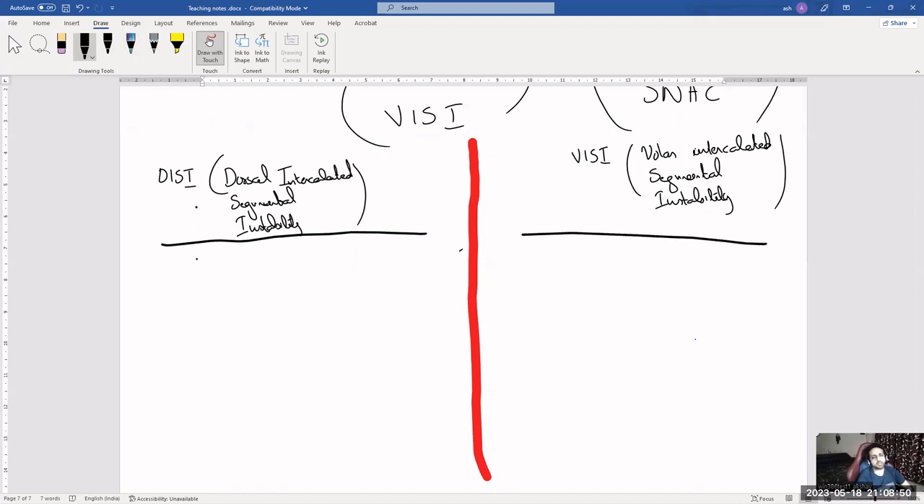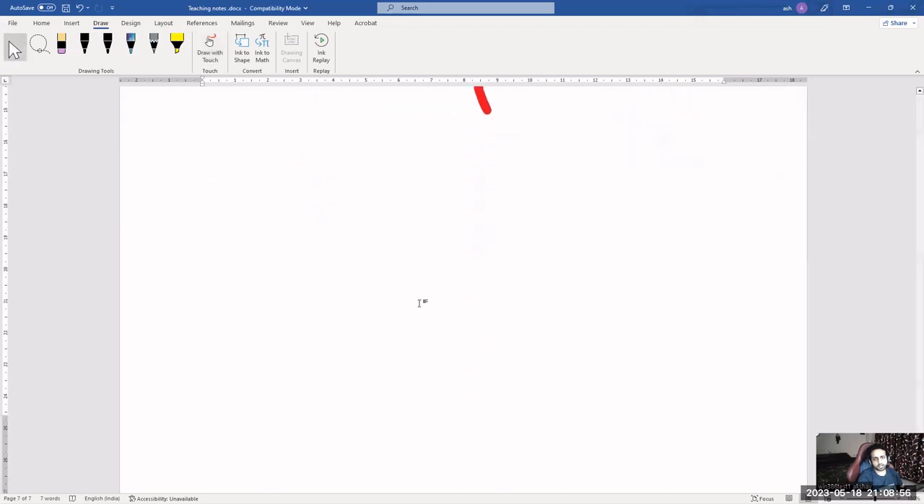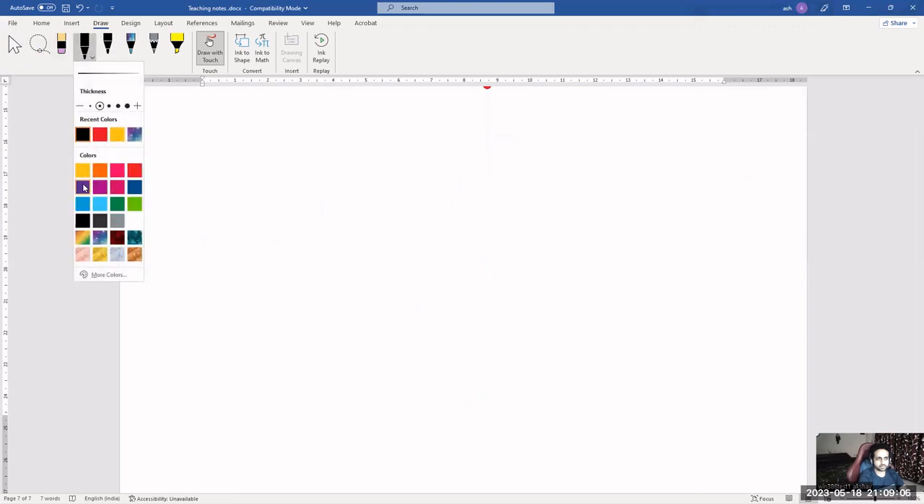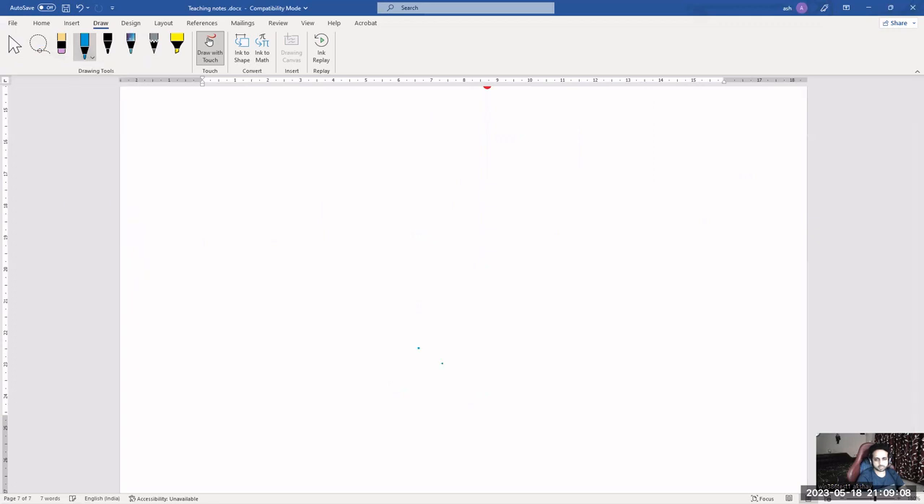So to understand this DISI and VISI, just remember these things. Just assume there are three boxes. One box over here, there's another box here, and there's one more box over here. And these are the proximal carpal bones, which are the scaphoid, lunate, and triquetral.